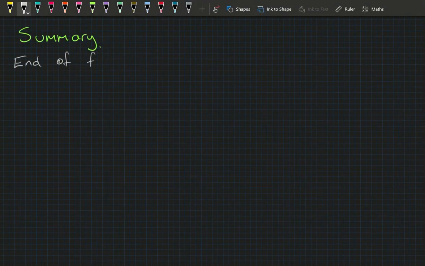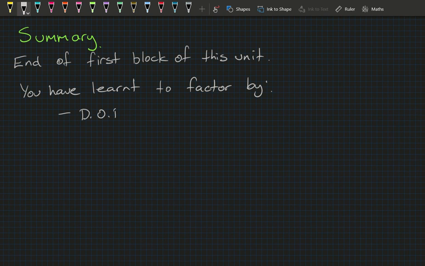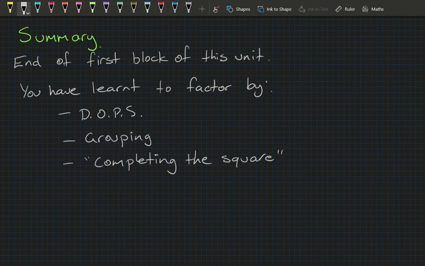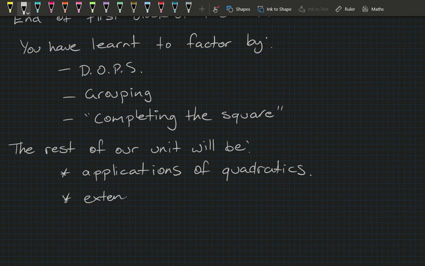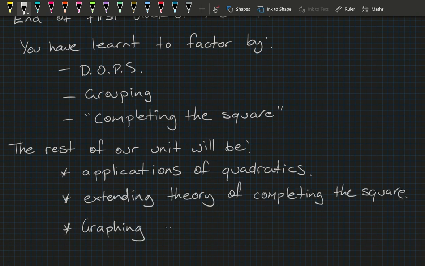Okay, we've reached the end of the first block of this unit. And so far, you've learnt how to factor by difference of perfect squares, grouping, and completing the square. Mastering them is vital because the rest of our unit will be applications of quadratics, extending the theory of completing the square, and finally graphing quadratics with what we call parabolas.